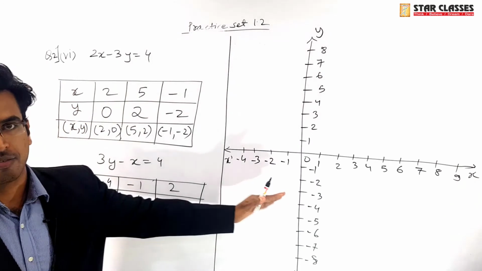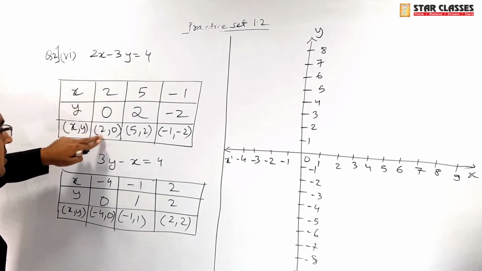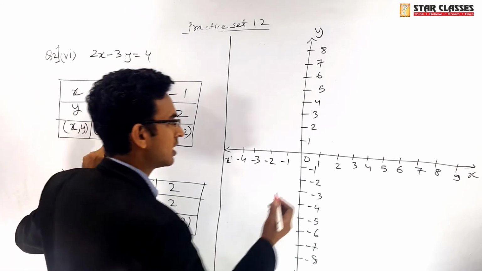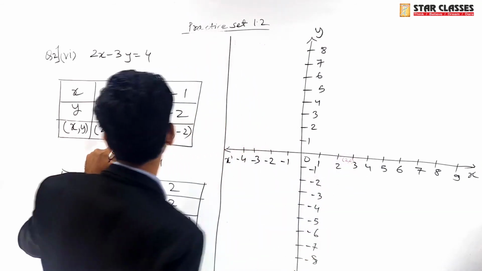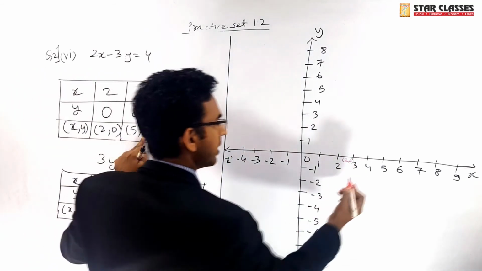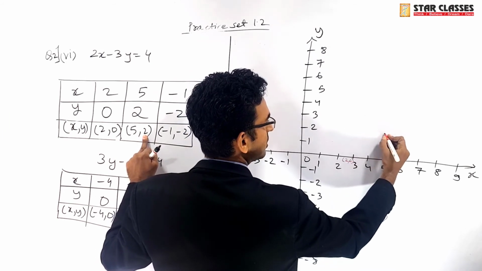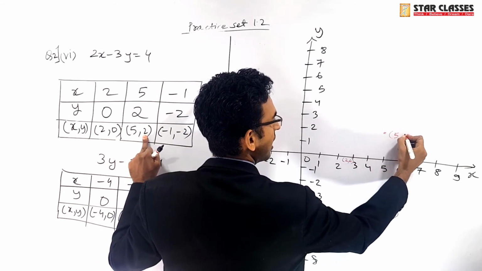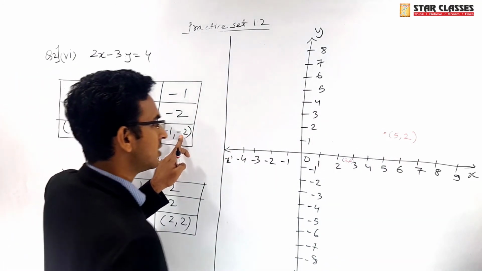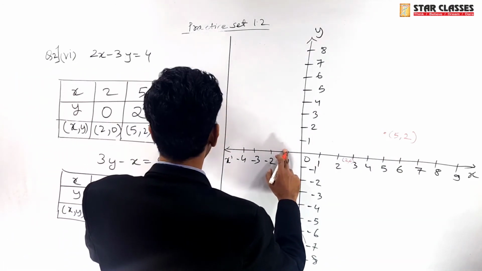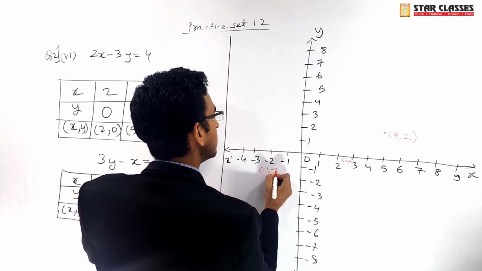Now this is our graph. Let us take the first equation. x is 2 and y is 0. So x is 2 and y is 0 is this point, 2, 0. x is 5 and y is 2 is here. So 5 and 2. x is minus 1 and y is minus 2. Minus 1 and minus 2.